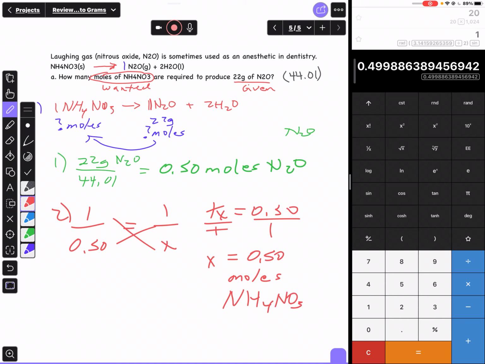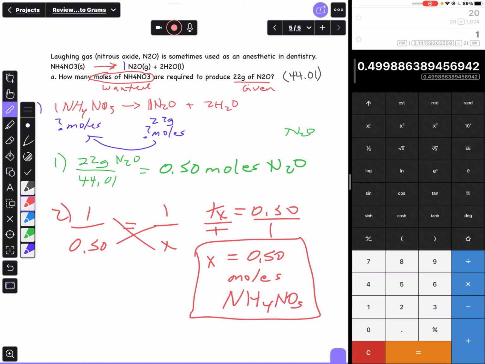And that's what it asked me for, was moles. This is a two-step problem. So this was right the opposite of the first problem. In this one my first step was to convert to moles of my given, which I did by dividing by my molar mass, and then I used my moles of my given to go to moles of what I wanted, using my balanced equation coefficients, and my answer was 0.50 moles of NH4NO3.